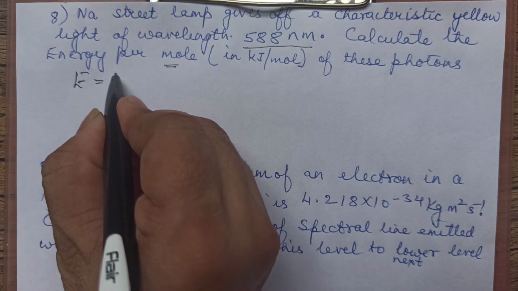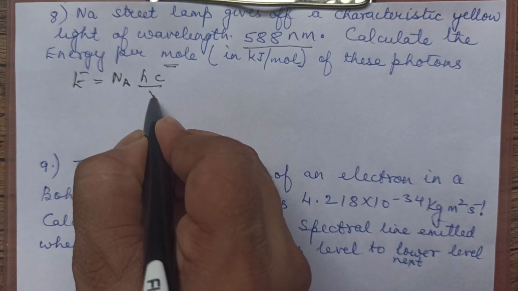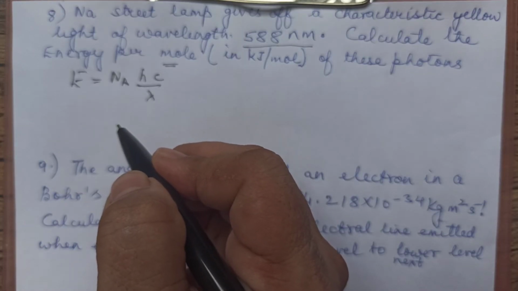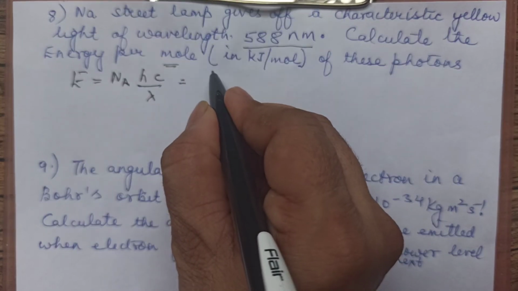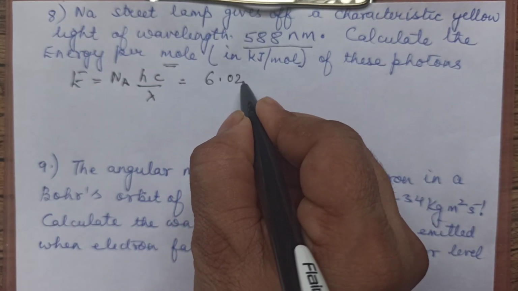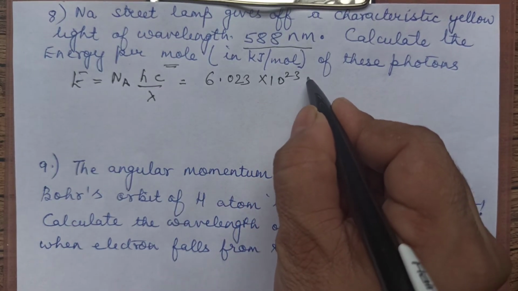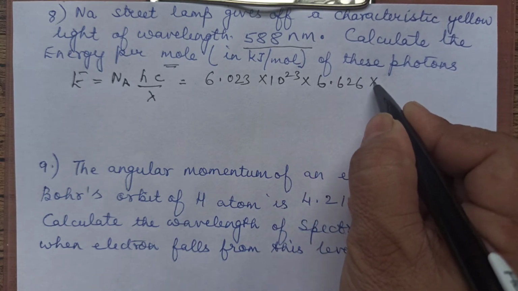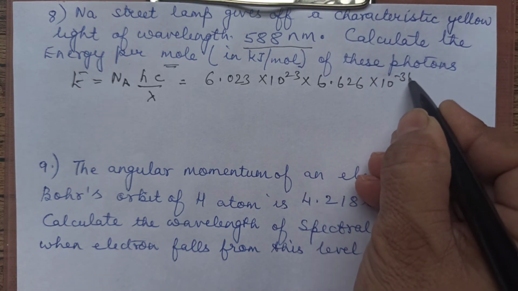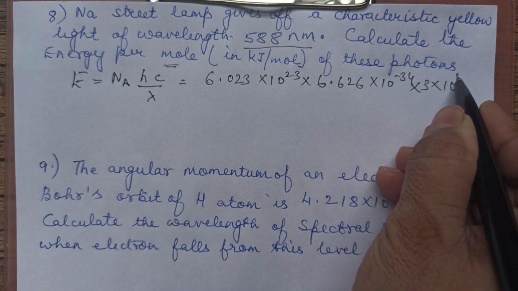Energy is equal to Avogadro number into hc by lambda. Nothing great, but you might get stuck if you don't know what has to be done. 6.023 into 10 to the power 23 into 8. 6.626 into 10 to the power minus 34 into 3 into 10 to the power 8.